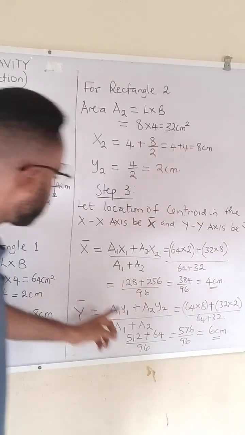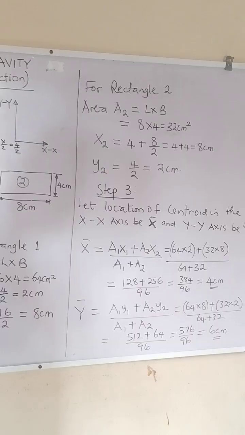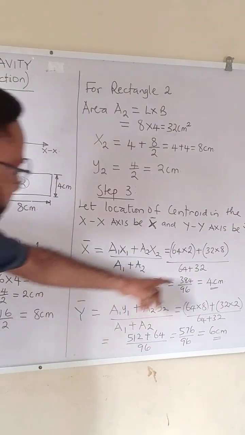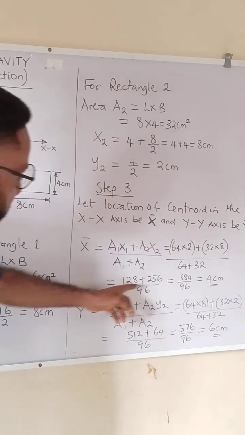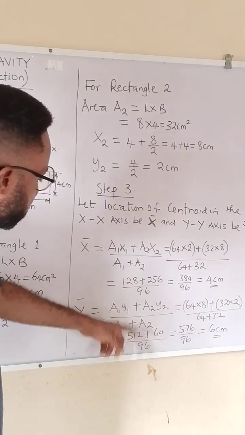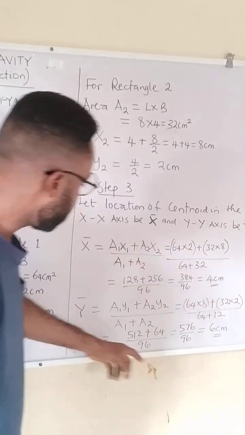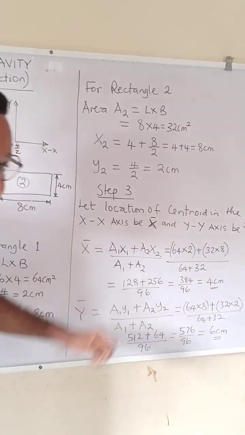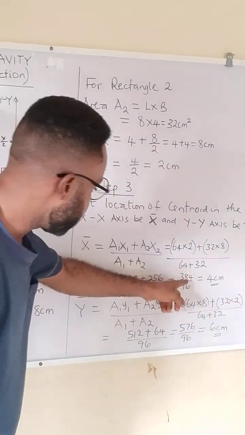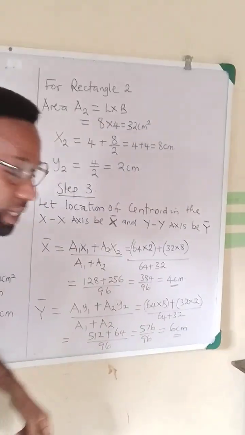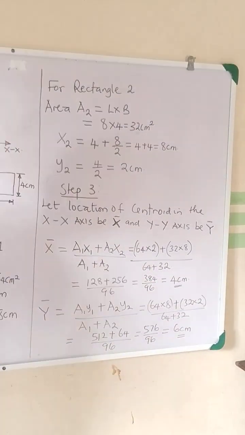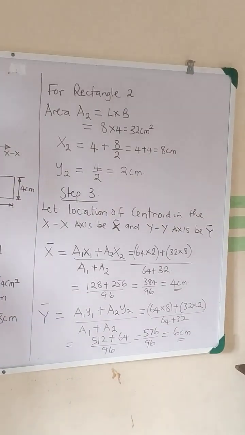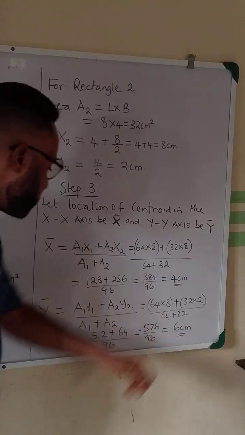And so we divide it by the first area, area 1, which is 64, and then area 2, which is 32. And so when we do this, this times this will give us 128, plus this times this will give us 256, divided by this plus this, that will be 96. And so when you add this, you have 384 divided by 96, which will give you 4 cm. So what this implies is that the centroid in x-axis will be 4 cm.